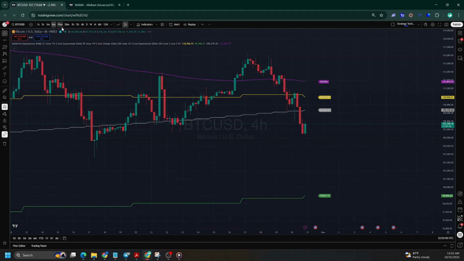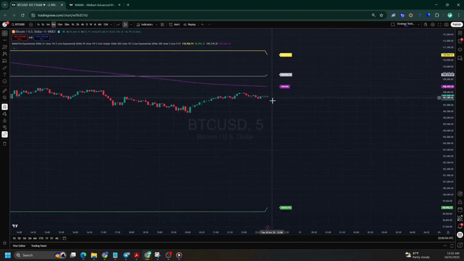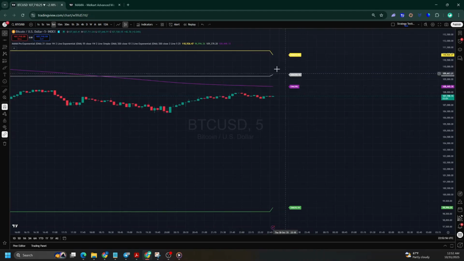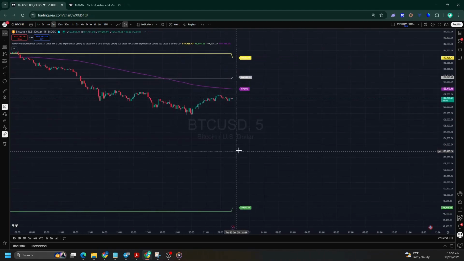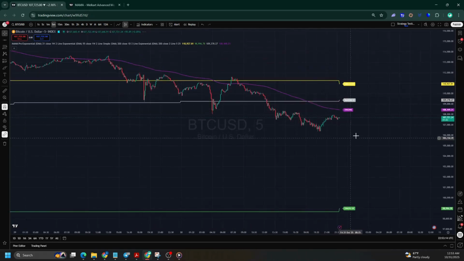Even if I go on the 5 minutes, I can see where the 55 weekly is. I can see where the 200 daily is. 21 weekly is. So right now on the 5 minutes, Bitcoin is really under the most important moving averages, which is the weekly 21, daily 200 SMA, and the daily 200 EMA. So it's really under the most important moving average, which is not the best.